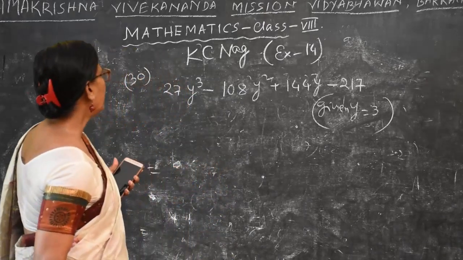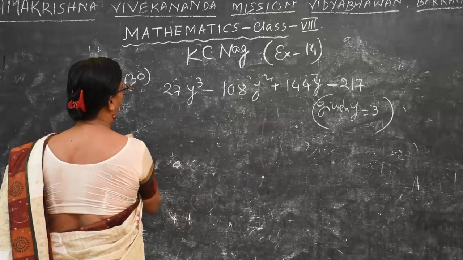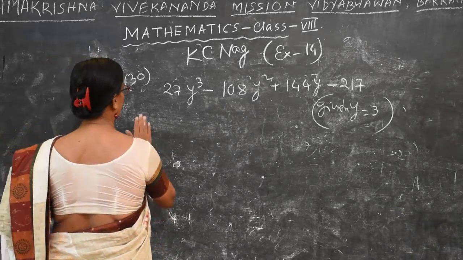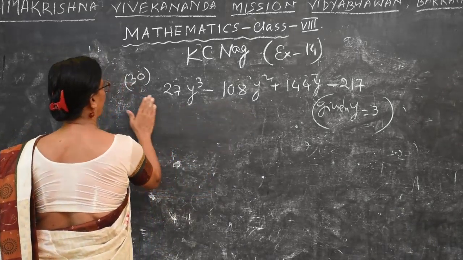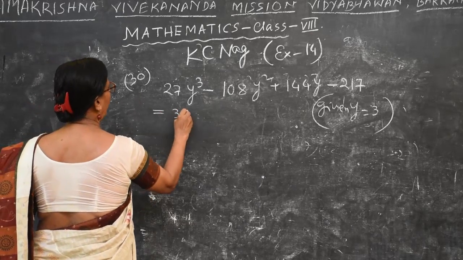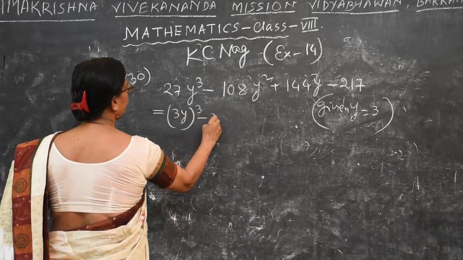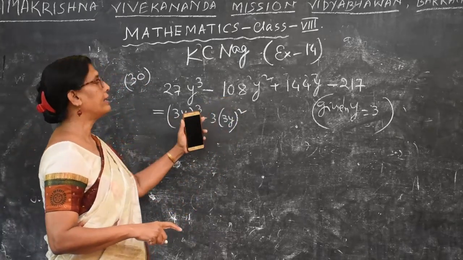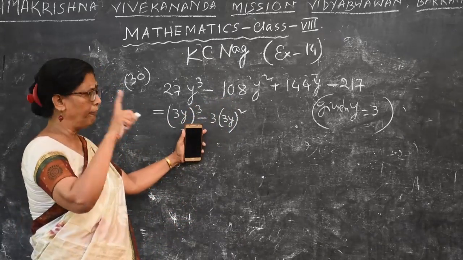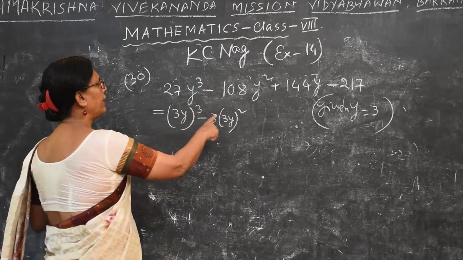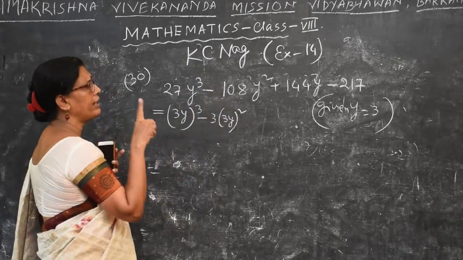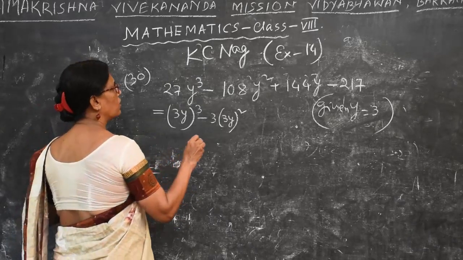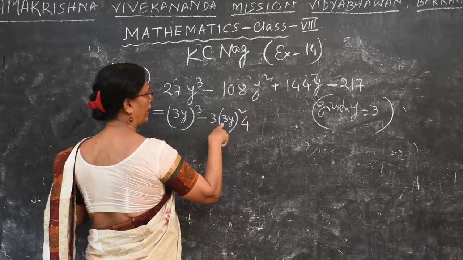So now please see this one. First, 27 is a cube of 3. So we can write it as (3y) whole cube, then minus 3 into (3y) whole square. Calculate it: 3 3s are 9, 9 3s are 27. How much number is needed for 108? 27 into 4 is 108. So 4 is needed here. Y square is y square.